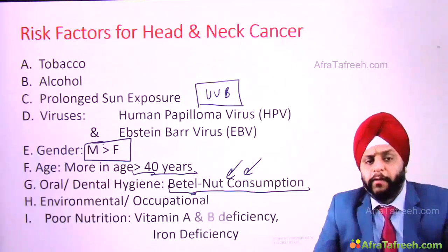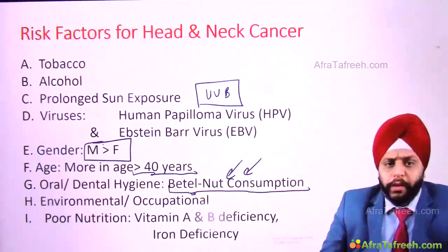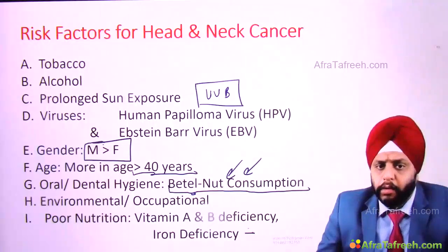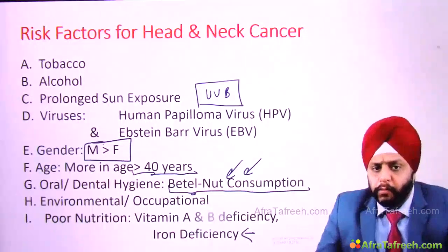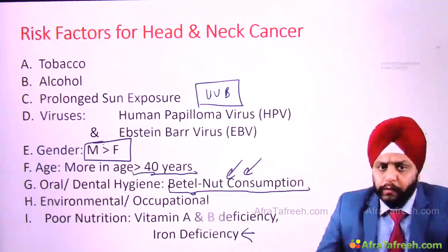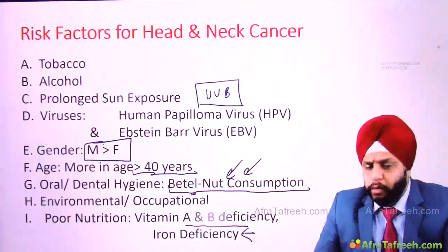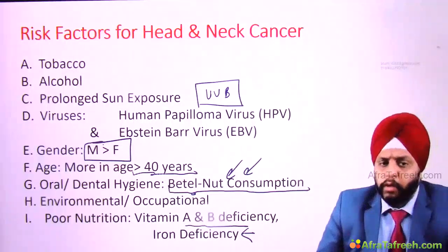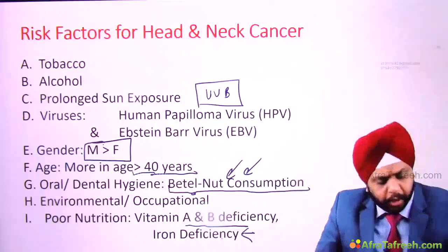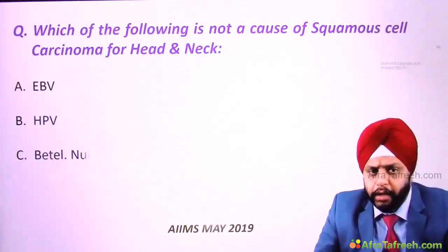Then finally we have poor nutrition. So in the post-cricoid carcinoma, we discussed iron deficiency. Okay. So remember, iron deficiency is more common in females, that leads to Plummer-Vinson syndrome and then leads to post-cricoid carcinoma. Similarly, vitamin A and vitamin B deficiency are also associated with risk for head and neck cancer. Okay, and this question was asked recently in the AIIMS May 19 exam.